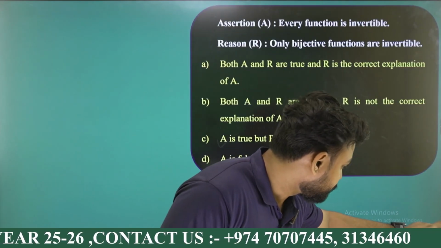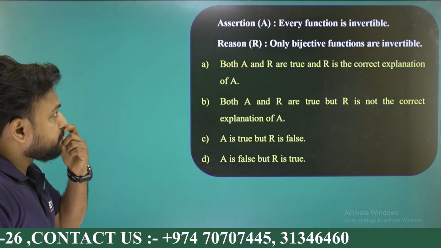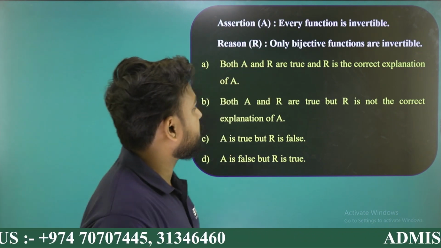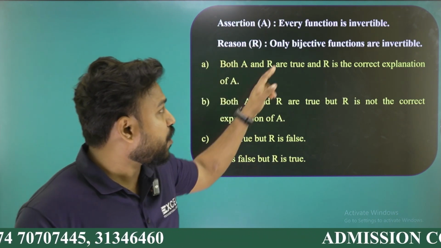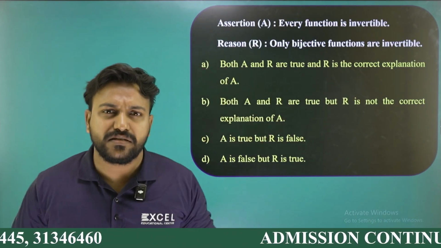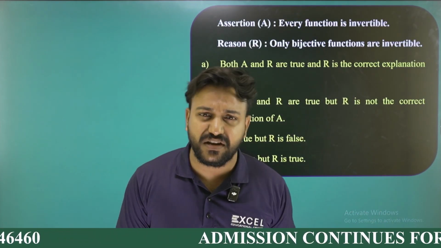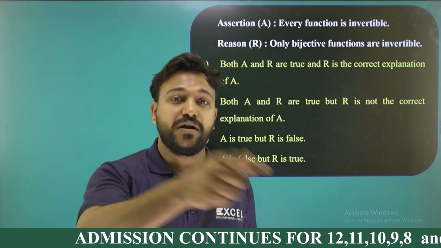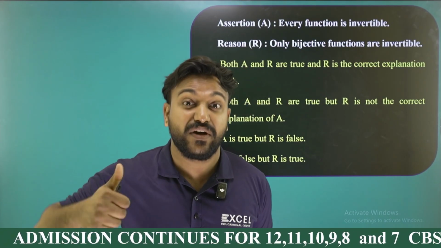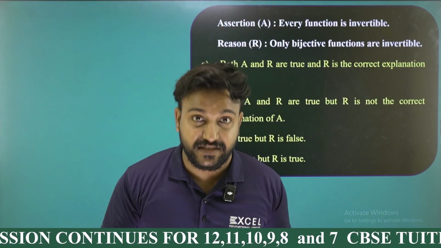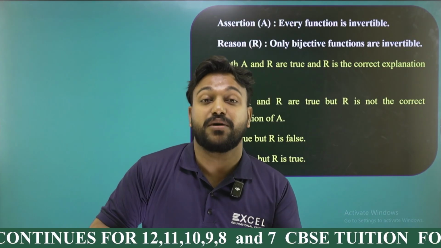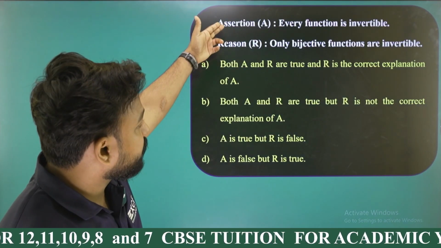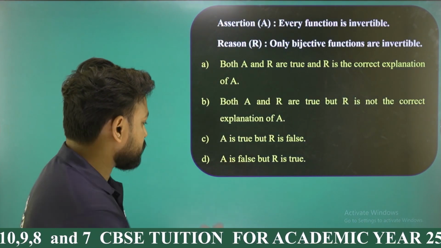Okay, so our next question: every function is invertible. Assertion and reason is what? Only bijective functions are invertible. Yeah, we know that only bijective functions are invertible. Not all the functions are invertible. If a function is bijective, then only we can invert it. That's why we restricted the domain to make the trigonometric function bijective. So I think you got that. So assertion again false, reason is true.